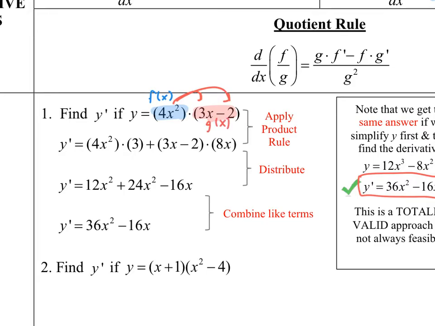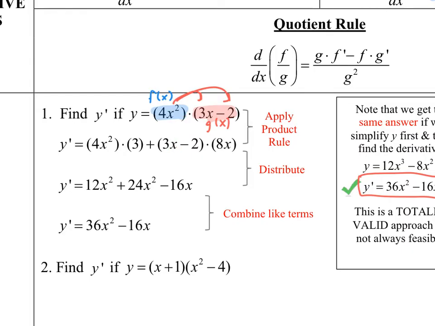So basically, I'm just going to take the first one as is, write it down, times the derivative of the second. Derivative of 3x minus 2 is just the 3. And I'm going to add the second function as is, 3x minus 2, times the derivative of the first.